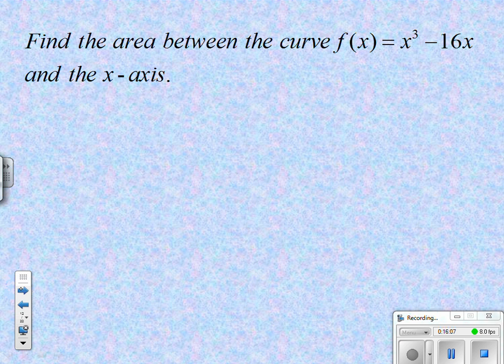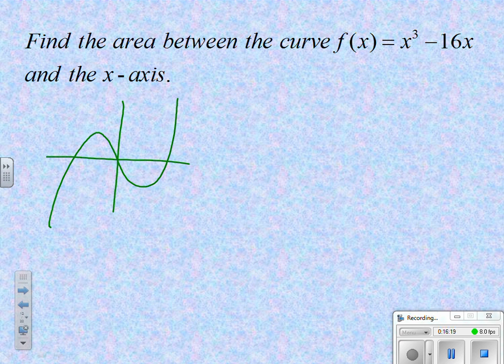So another question I can ask is, find the area between the curve, x cubed minus 16x, and the x-axis. Well, that's that same graph. This area was negative 64, this area was positive 64, but what's the answer to the question at hand? 128. I've got these two bounded regions between negative 4 and 4, and the area between the curve and the x-axis is that stuff.